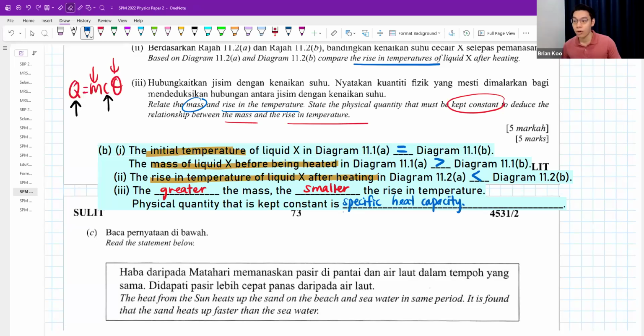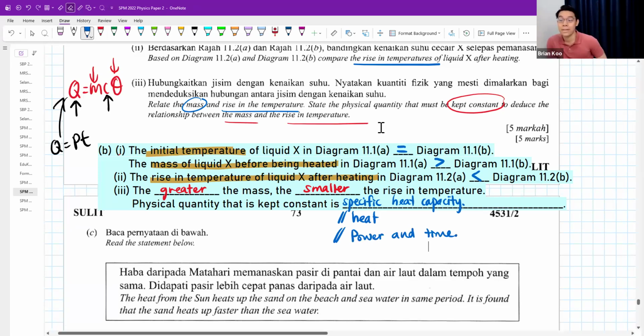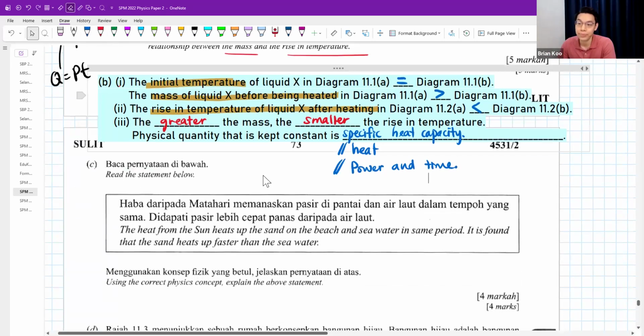Done. Or another answer is you can say the heat, or you can say where does the heat come from? The heat comes from the electrical power times time. So you can also say the physical quantity that is kept constant is the power and time. Either one is also correct.